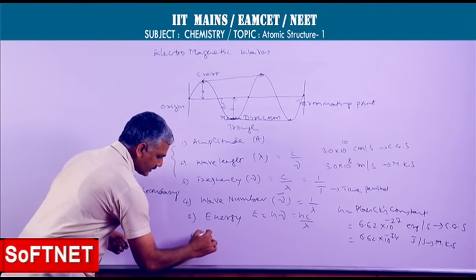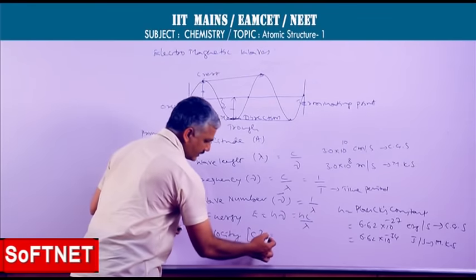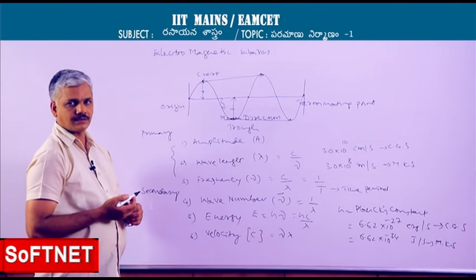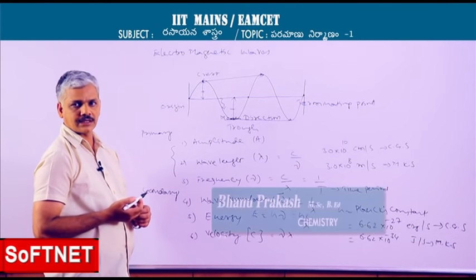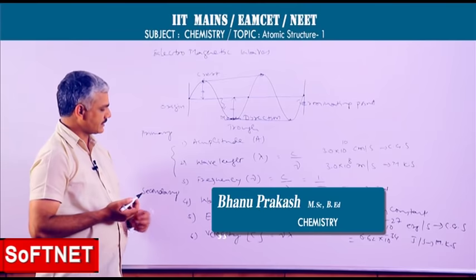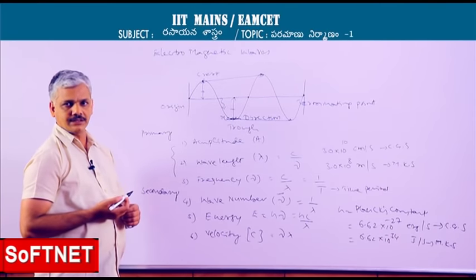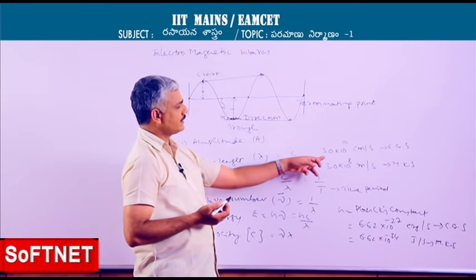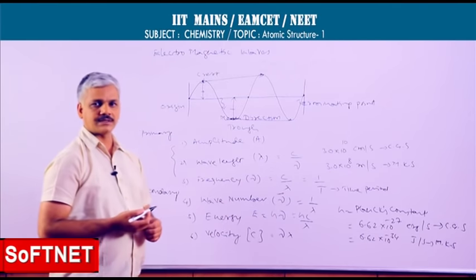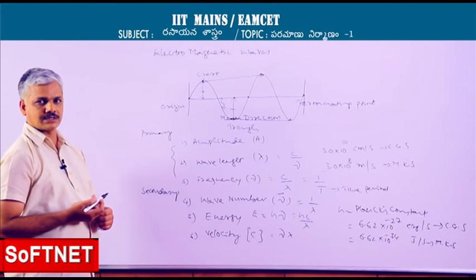Then the last property is velocity. Velocity is denoted with the symbol c. It is the product of frequency and wavelength. Definition that can be given to velocity of electromagnetic wave is distance travelled by a wave in 1 second can be taken as velocity. All types of electromagnetic waves travel with same velocity. Hence, this velocity is denoted with the symbol c, indicating constant value. It is independent of direction as well as medium, and its value is 3 into 10 power 10 centimeters per second, or 3 into 10 power 8 meters per second. Based on these relations, we will work out number of problems in this topic, atomic structure, which we will discuss separately.